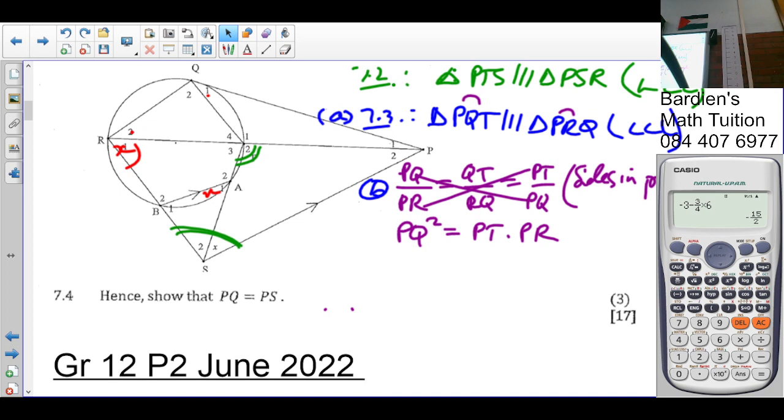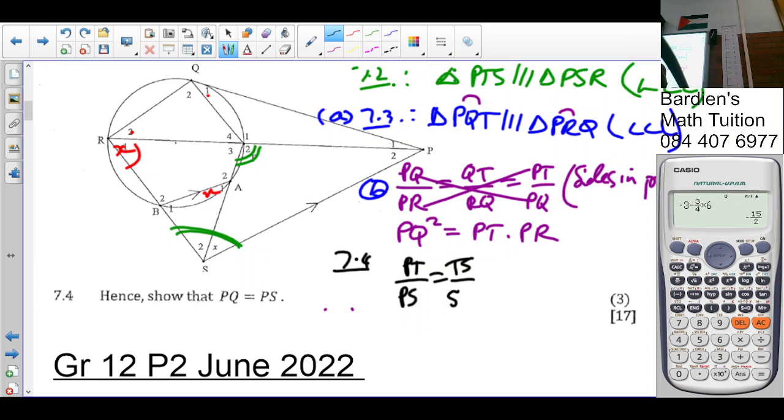So PQ, we already got what PQ squared is. Okay? So if I look here, I'm seeing a PS and here's a PS. Okay, so I'm going to go with the ratios on that side and let's see what's going to happen. So PT over PS is equal to TS over SR equals PS over PR. Where is this coming from? Triangle PTS is similar to triangle PSR. Okay. So PS squared is going to come from there.